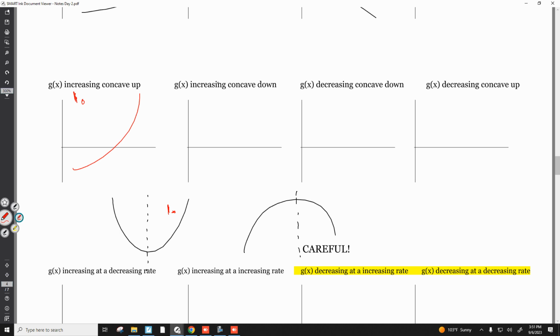Increasing concave down. Well, here's concave down. This is increasing concave down. I'm labeling this as number 2, increasing concave down. Cool? Do the last two if you haven't done them yet. Decreasing concave down, decreasing concave up. There you go. So decreasing concave down, that would be number 3 here. That's number 3. Decreasing concave up, that's number 4.